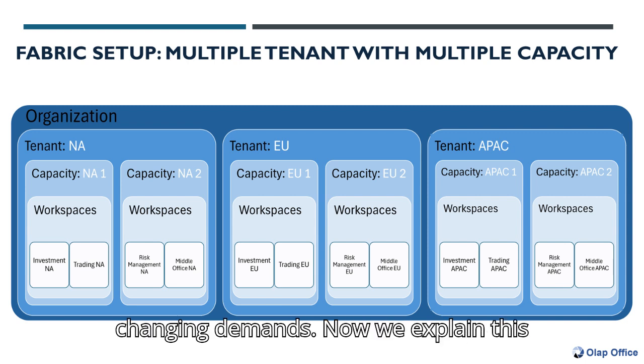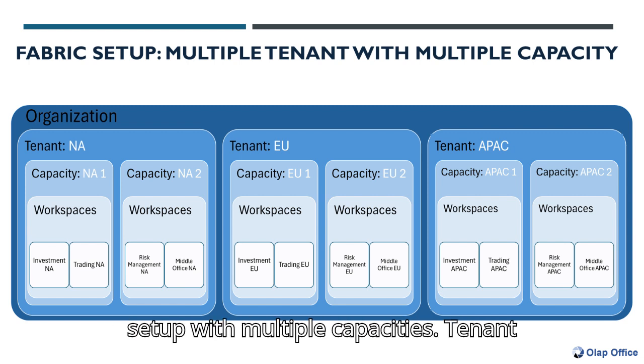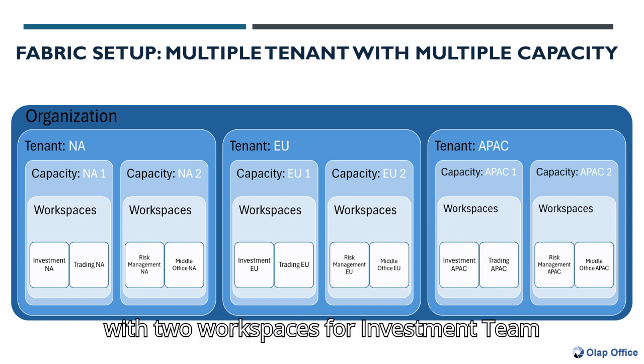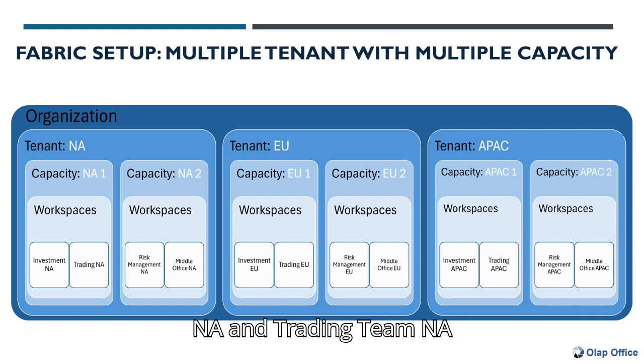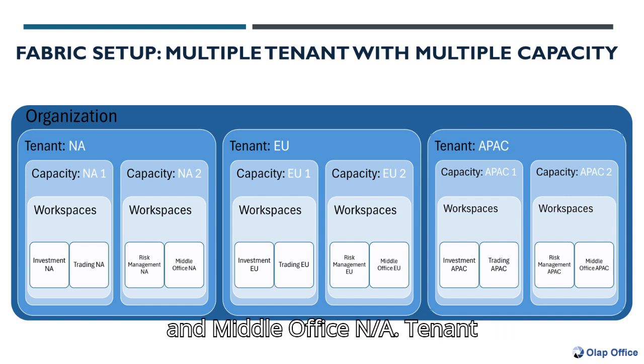Now we explain this Fabric example setup with multiple tenants and multiple capacities. Tenant NA, for North America, has 2 capacities. Capacity NA1, with 2 workspaces for Investment Team NA and Trading Team NA. Capacity NA2, with 2 workspaces for Risk Management NA and Middle Office NA.